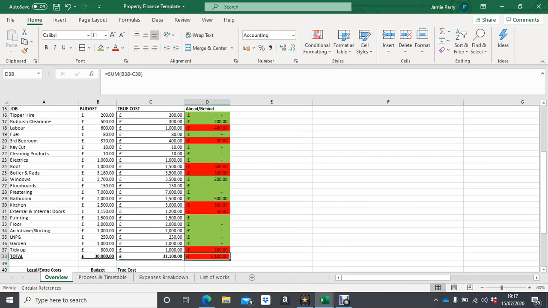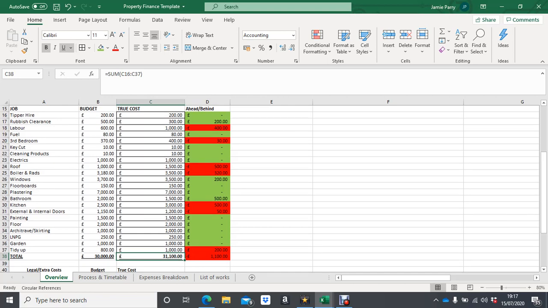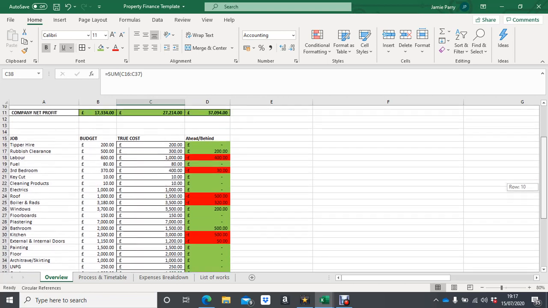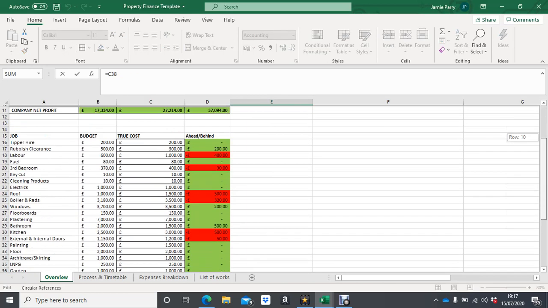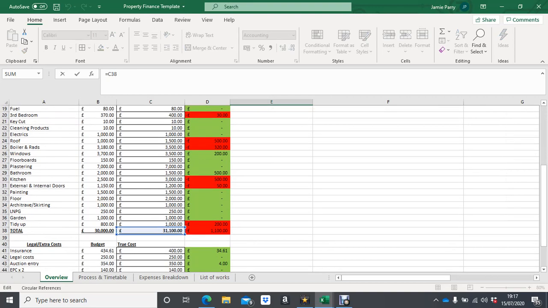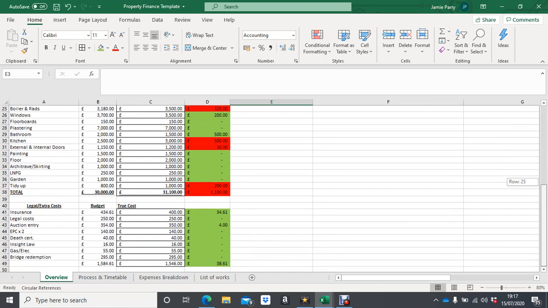Overall, I like to do things in a traffic light system. So green is good, red is bad, and we've come £1,100 over budget. Okay, and the sum that I've used, quite simply, all of this is added up here. And when we look at our renovation, that equals the 38, which is here.